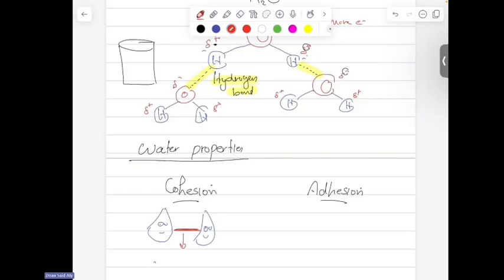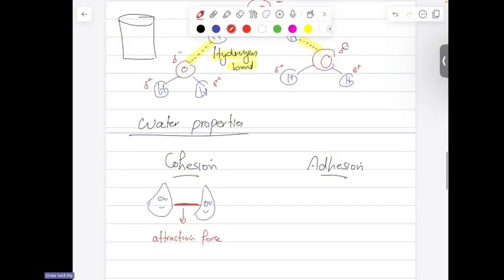So cohesion is an attraction force between water molecules. يعني water and water, they stick to each other with the cohesion force. Okay, water cohesion.